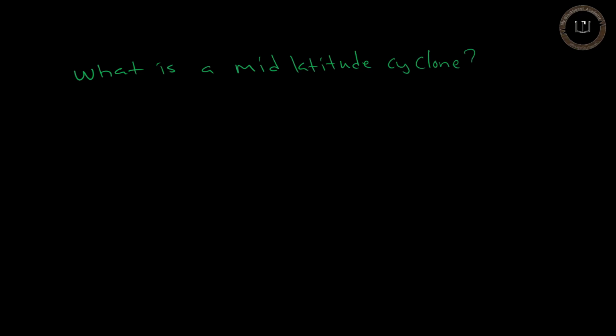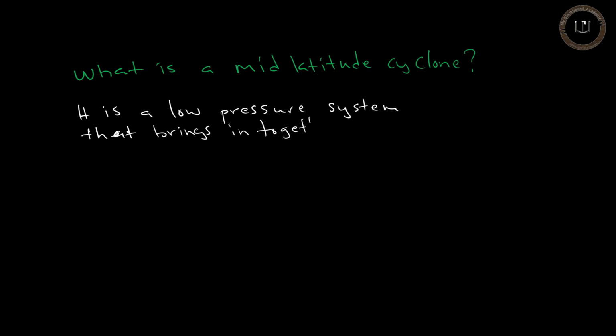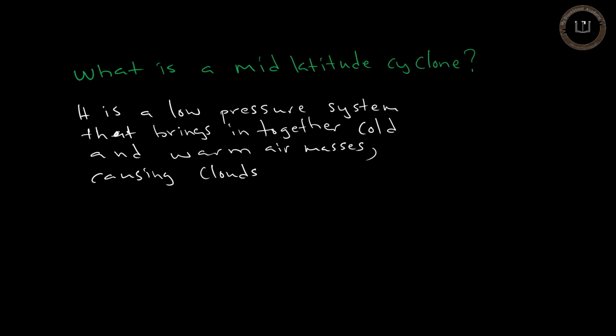So what is a mid-latitude cyclone? A mid-latitude cyclone is a low-pressure system that brings together cold and warm air masses, causing clouds, strong winds, and precipitation.